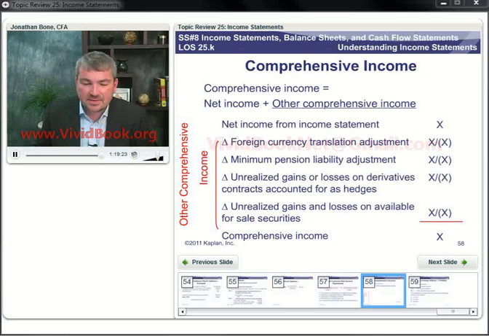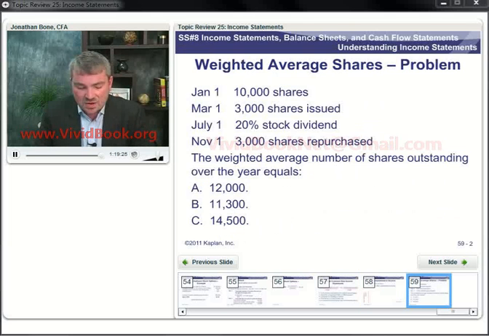Let's finish the reading off with a quick little computation. It's a weighted average number of shares calculation. So we've got 10,000 shares in issue at the beginning of the year, a further 3,000 shares issued on the 1st of March, then a 20% stock dividend, and then 3,000 shares repurchased. What is going to be the weighted average number of shares?